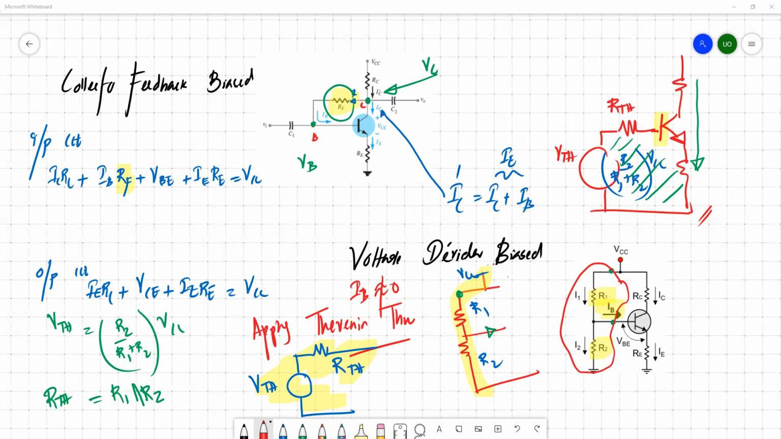And by substituting these values into the Kirchhoff load-driven equations, you basically get it from this input and output circuit. You can simply calculate the corresponding resistors, or else, if you are given those resistors, you can simply back calculate the currents and voltages of the circuit. So this entire process is called DC biasing.